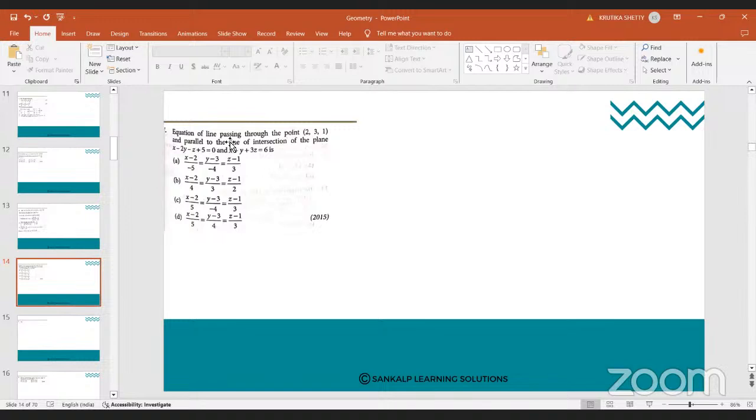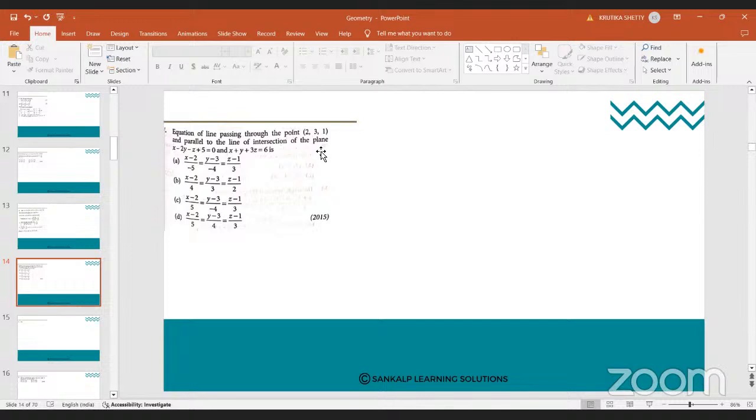Okay, so the equation of the line passing through the point (2, 3, 1) and parallel to the intersection of the planes x minus 2y minus z plus 5 equal to 0, and x plus y plus 3z is equal to 6. So here what we need to do is, say the line is passing through (2, 3, 1), it's given, and it is parallel to the line of intersection of the planes.